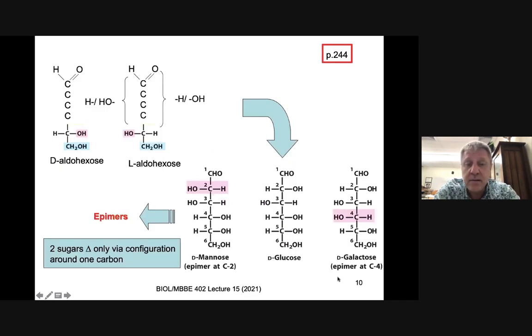The D and L components in regards to that most distant second carbon from the functional group, whether it be the aldehyde or the ketone. And we can see, importantly, then how things can change and form epimers in regards to having just simple changes in that hydroxyl positioning in relation to a reference compound such as glucose, where we see galactose and D-mannose being epimers.